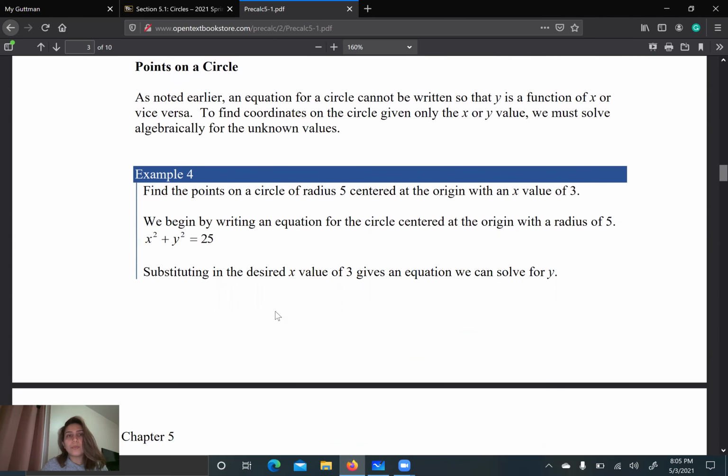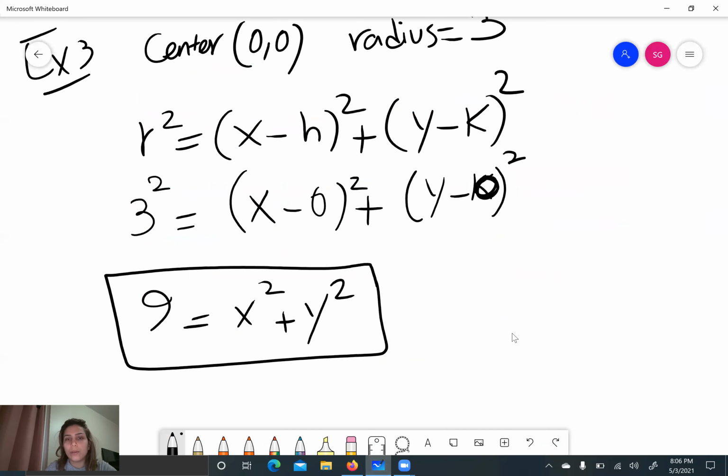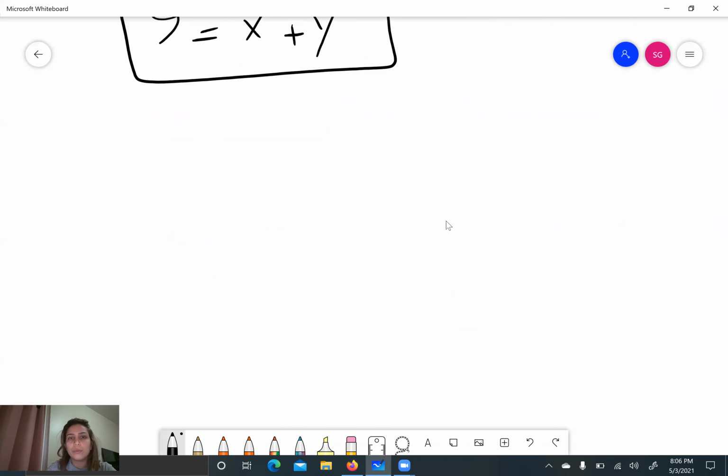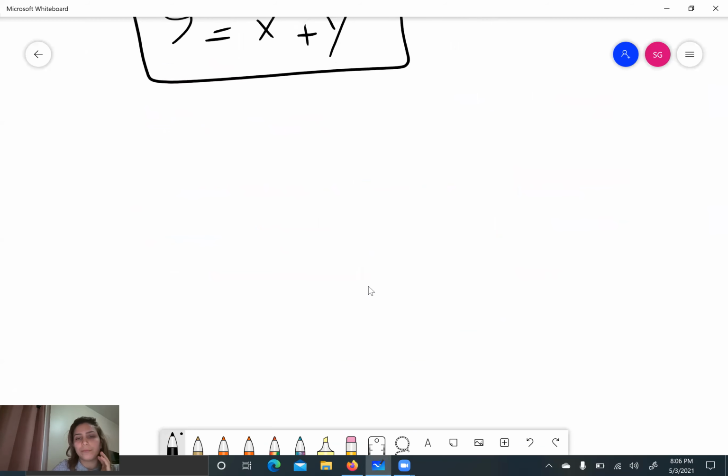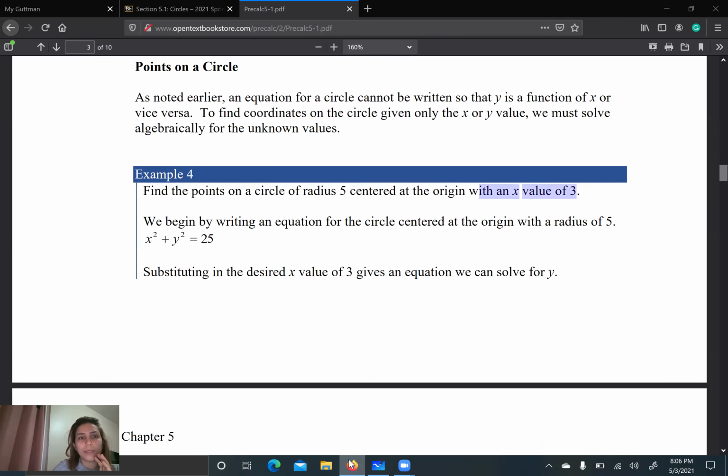So now let's talk about points on a circle. For example, find a point on a circle of radius 5, centered at the origin, with an x value of 3. Okay, so let me first draw it to give you a picture of what this question is talking about. Example 4.